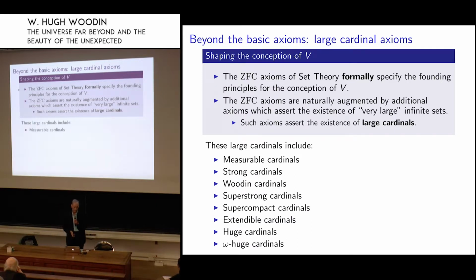And here are some samples: measurable cardinals, strong cardinals, my favorite, Woodin cardinals. And then it goes on, and the names get less and less imaginative: super strong, super compact, extendable, huge, omega huge, and the list is quite long. These are just some samples.